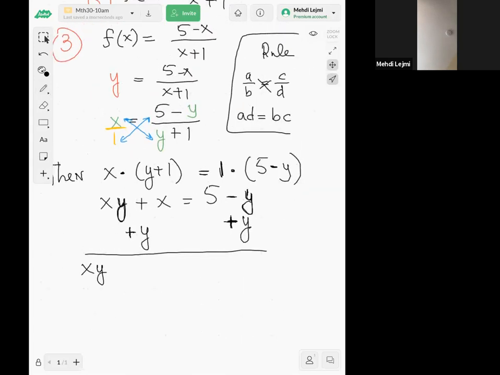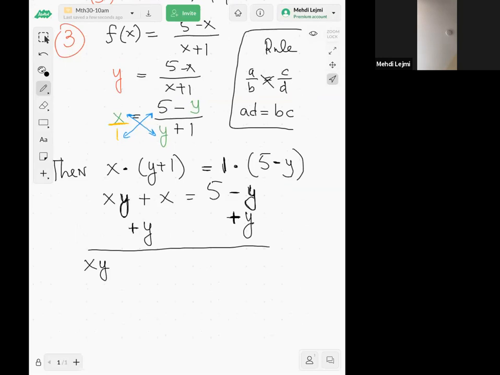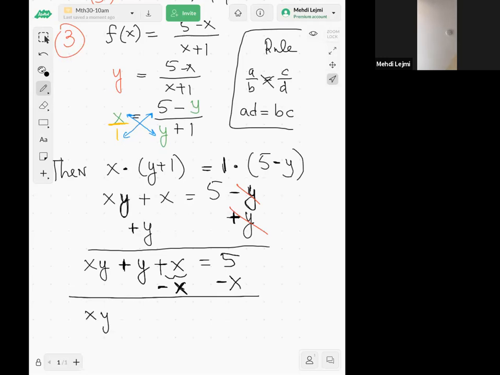So it's XY plus Y plus X, and then this is minus Y plus Y, so it's equal to 5. Right, so now I have all the Y's on the same side. That's good. Now I'm going to move everything else to the right side. There's this plus X in here, so I'm going to subtract X. So now it's XY plus Y equal to 5 minus X.